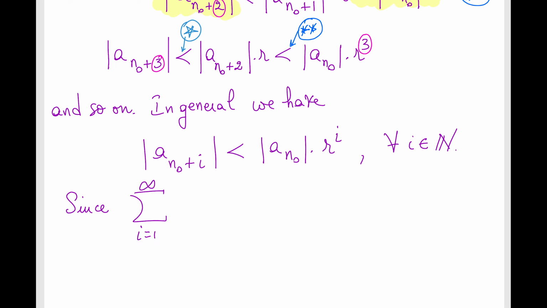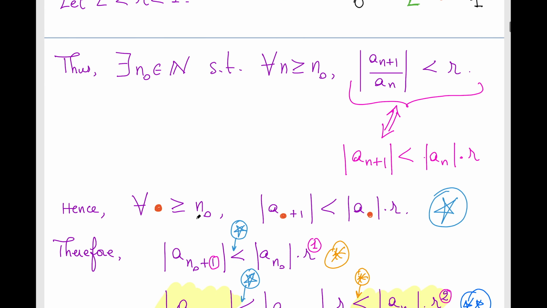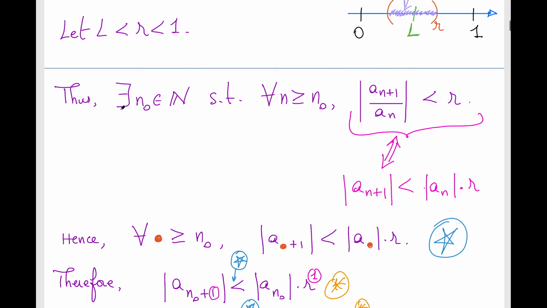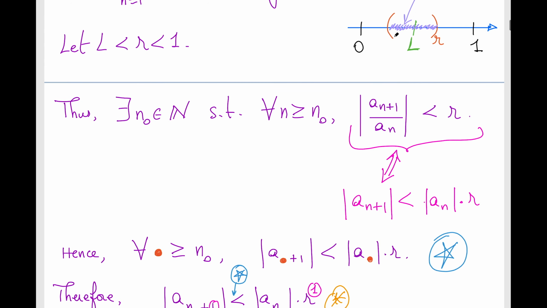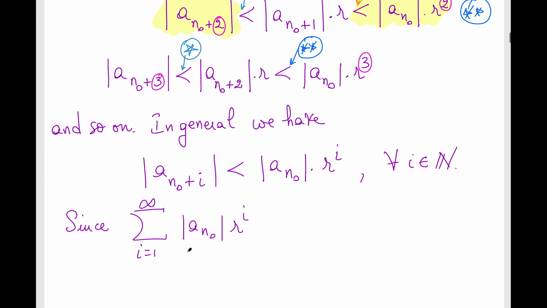How about this series? What can we say about this series? Well, a n naught, remember, n naught is a fixed number. Why is it a fixed number? It's the rank that exists. This is a fixed thing, when we chose the neighborhood of L, and it has to do with the R being the upper bound of that neighborhood. So n naught is a known thing. We know it. So a n naught, in absolute value, is a known number. Okay, so I know what this number is, and then r to the power i.